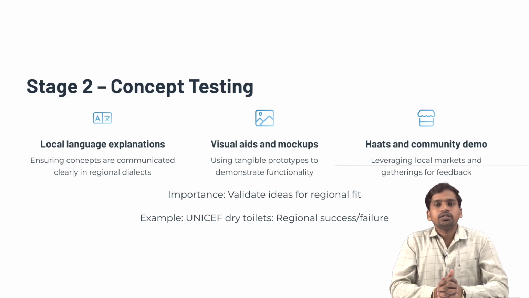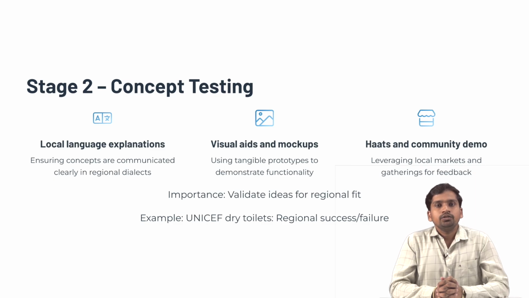Language and communication simplicity are paramount. Concepts should be explained in local dialects, often using visual aids or physical mock-ups. Cultural acceptance is crucial, as some innovations might face resistance due to deep-rooted traditions or beliefs. And of course, socio-economic alignment. The concept must resonate with the income levels, priorities, and aspirations of rural users.